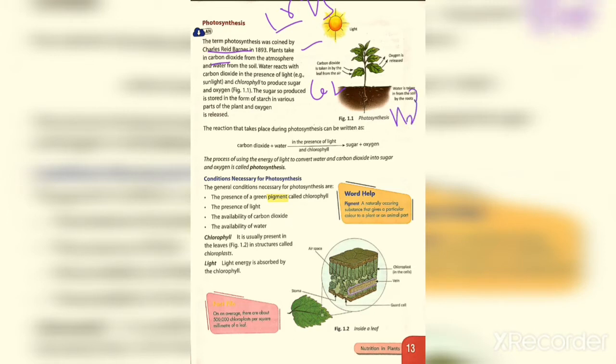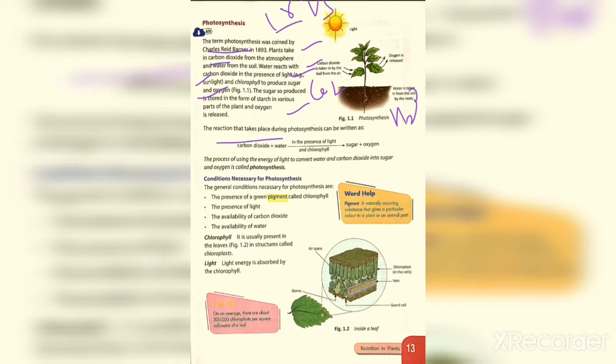water, that is H2O, from the soil, and this water then reacts with carbon dioxide to form sugar. In the presence of light and chlorophyll, it produces sugar and oxygen. The sugar so produced is stored in the form of starch in various parts of the plant, and oxygen.